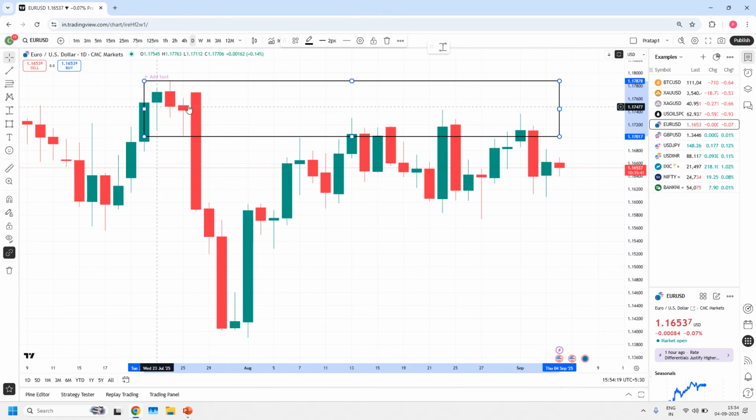So this area is called a supply zone. What does a supply zone contain? Unfilled institutional sell orders. A supply zone contains unfilled institutional sell orders. And when will these unfilled sell orders be executed? Next time prices enter this area again.